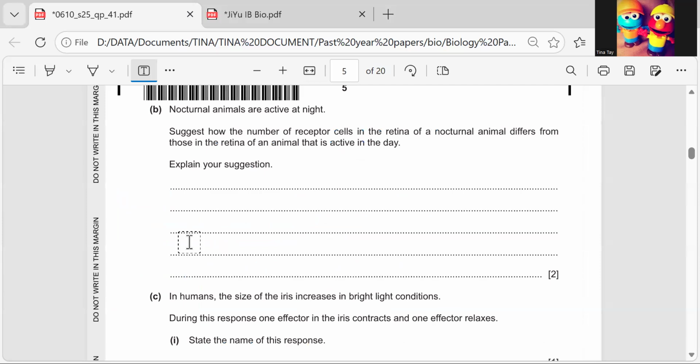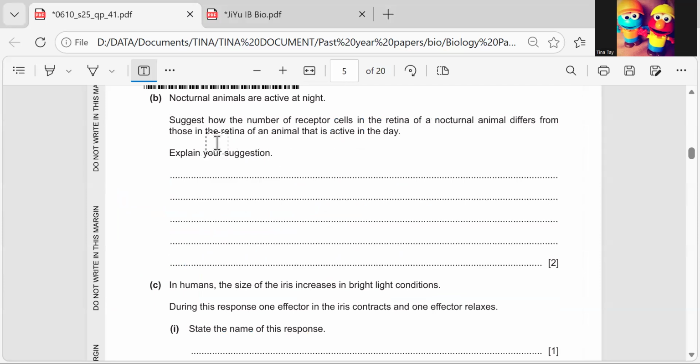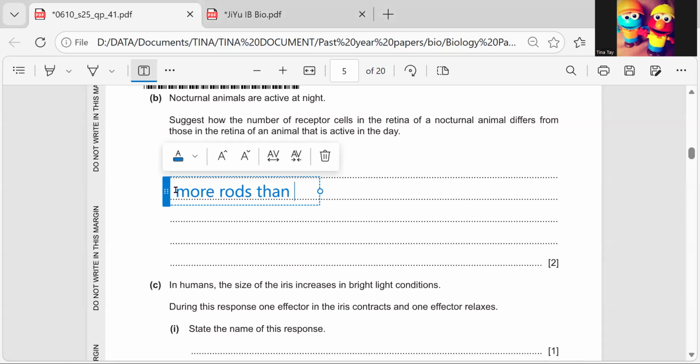Nocturnal animals are the animals that are active at night. Suggest how the number of receptors differs. So we'll have more rods, fewer cones, more rods at the fovea so that we're able to see in the dark. My idea is that it has more rod cells. More rods is 1 mark only. And fewer cone cells, as they have to see in low light intensity. So they have more rods than cones. Rods are sensitive to low light intensity.